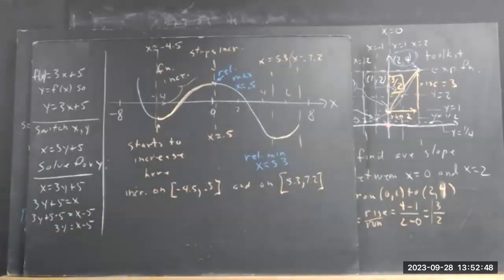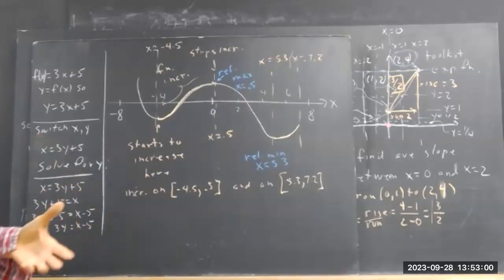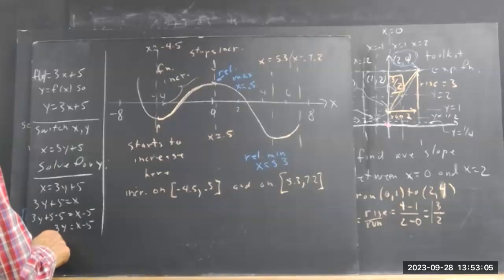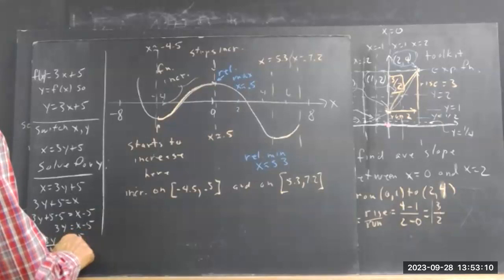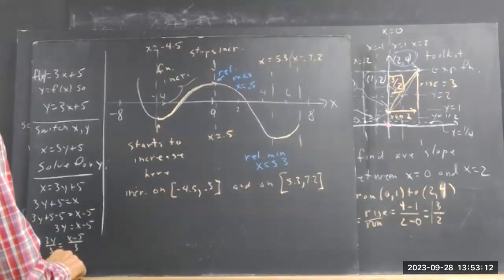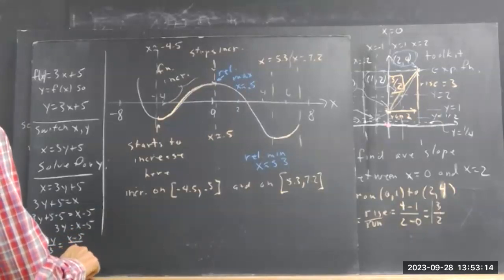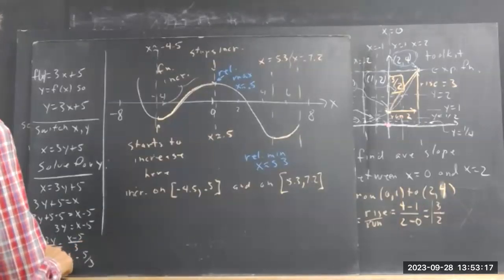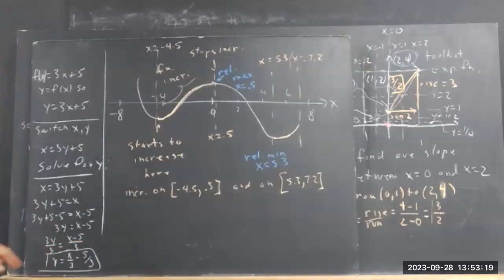Right? Now this is very simple algebra of solving linear functions. And if you don't remember it, it should come back to you. And if it doesn't, please let me know. There's an algebra review link somewhere on your assignments page, so you might want to look at that. But then we get 3y over 3 equals x minus 5 over 3, so that y equals x over 3 minus 5 over 3. And here's your inverse function.